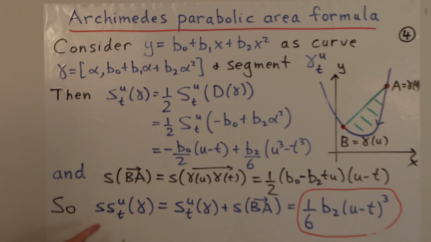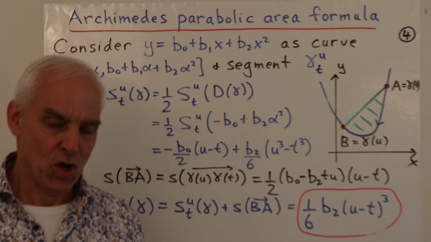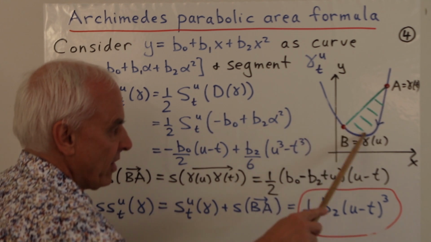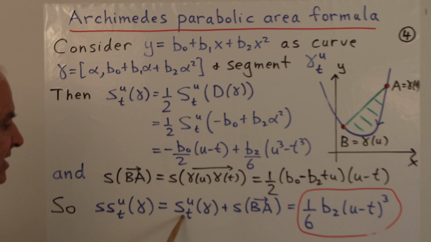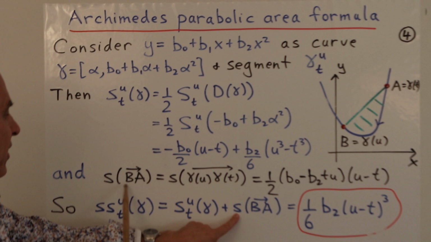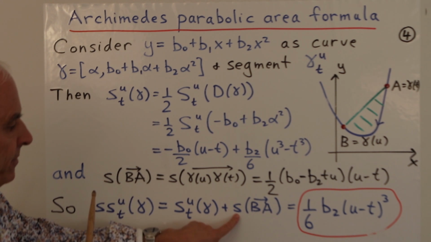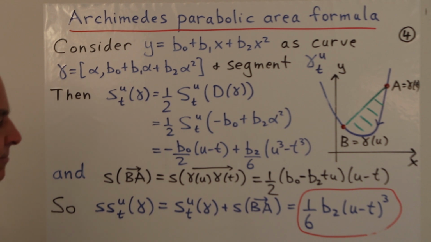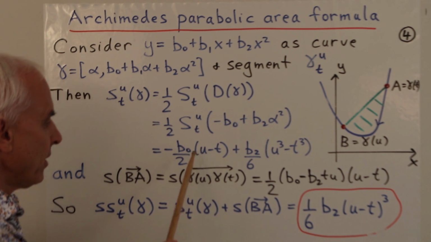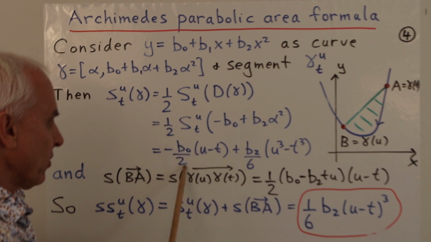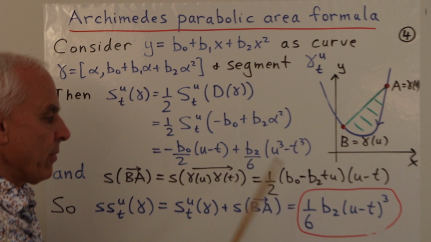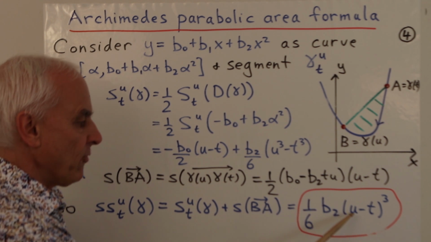Okay, now we have the ingredients for the signed slice area of this curve. The signed slice area from t to u of gamma, which is exactly what's represented here in this picture, is by definition the signed area of the curve gamma from t to u plus the signed area of the oriented edge BA. So we take this quantity here and this quantity here and just add them. You can perhaps see that there's some nice cancellation here. The b0 times (u minus t) terms will cancel, and then there'll be some additional terms that will combine with that. And pleasantly, we just get 1/6 times b2 times (u minus t) cubed.